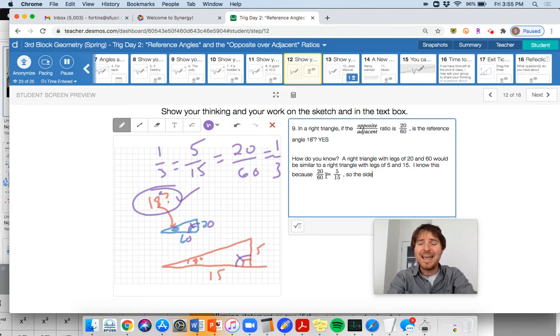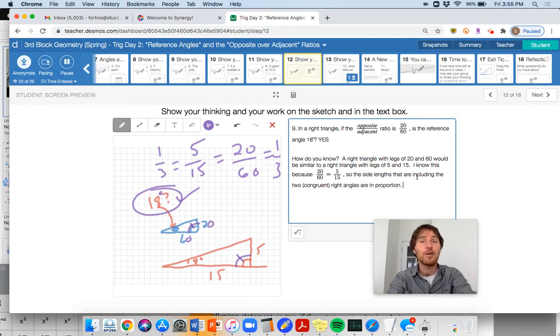So the side lengths that are including the two congruent right angles are in proportion. Okay, therefore we've satisfied the condition, so the two triangles are similar by SAS similarity.